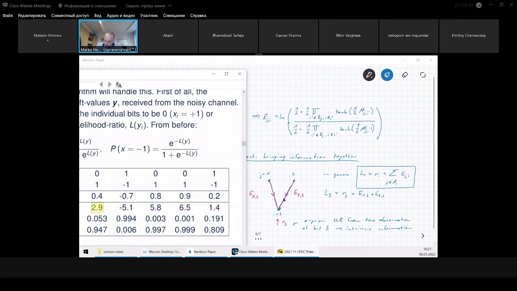So maybe from combining these two additional extrinsic log likelihood ratios that we get, maybe in the next iteration, we will have already a log likelihood ratio here, sum of maybe 7.8 or something like this. So by using this extrinsic information, our estimate on the bit value will improve, the log likelihood ratio will increase.